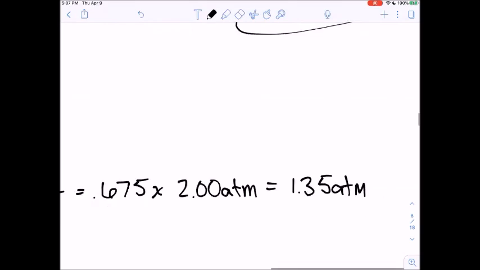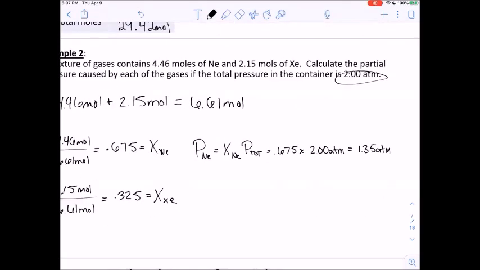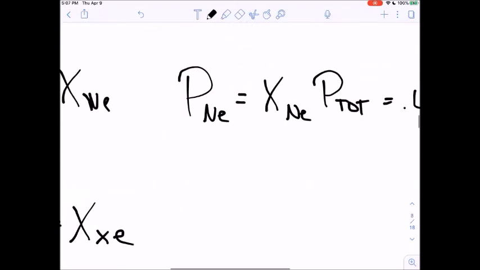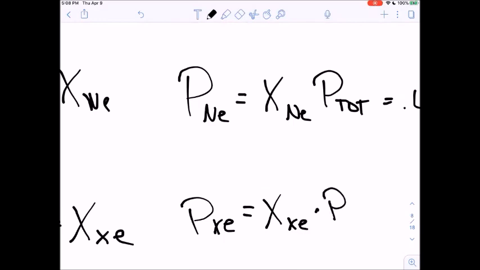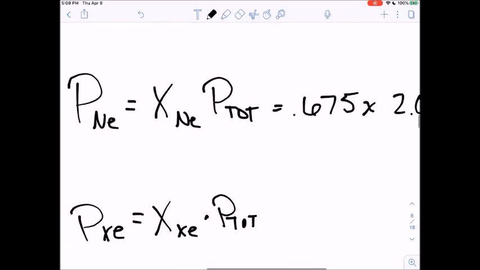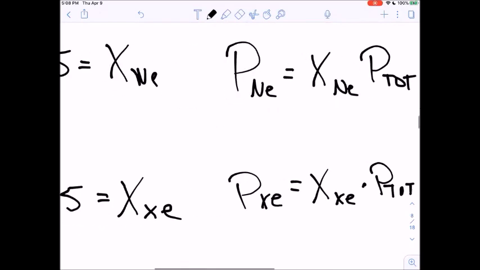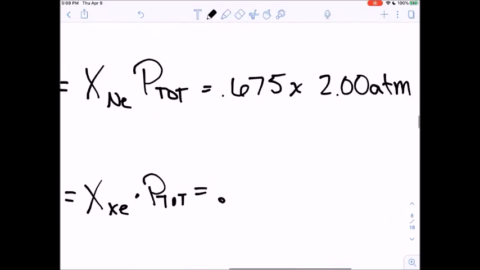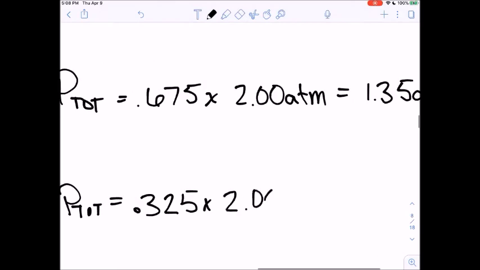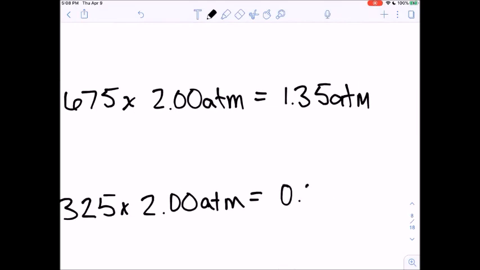So what this tells us is the pressure that's being caused in this container by the neon is 1.35 atmospheres out of the 2 atmospheres total that are in the container. And you do the exact same thing for the pressure of xenon, which is going to be equal to the mole fraction of xenon times the total pressure in the entire container. And we solved that one to be equal to 0.325. So 0.325 times, again, that same total pressure of the container of 2 atmospheres. And when you solve that, you end up with 0.650 atmospheres.